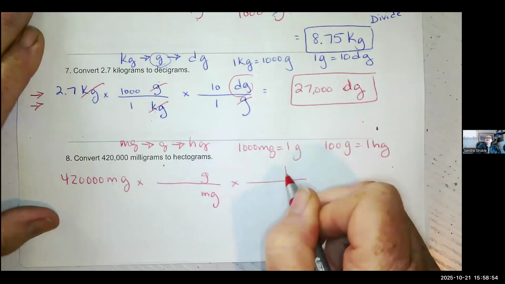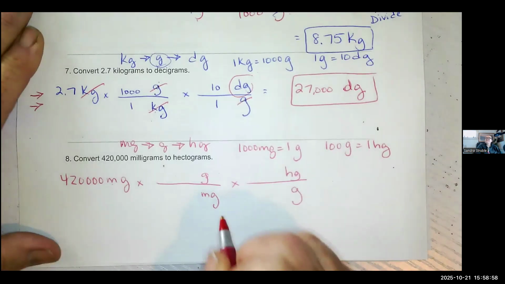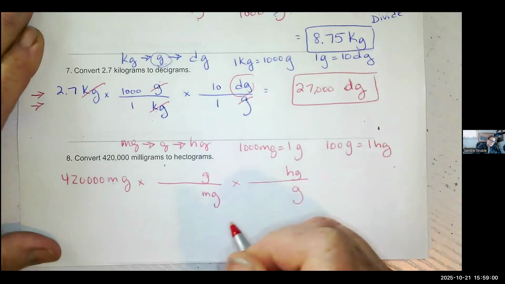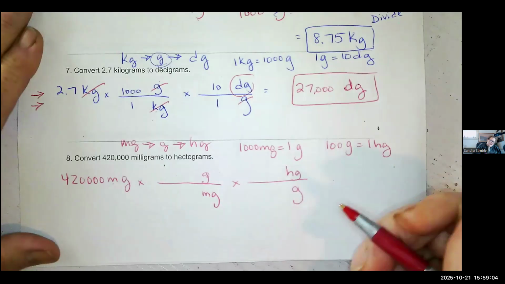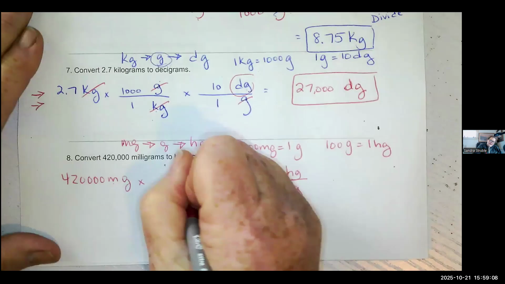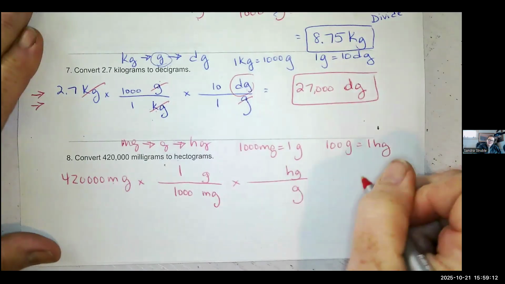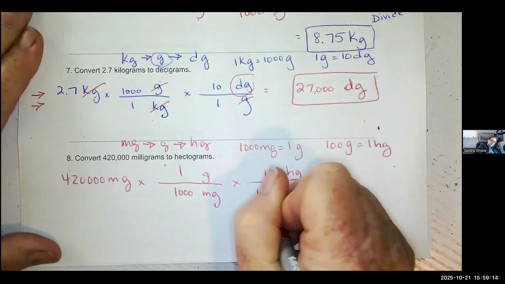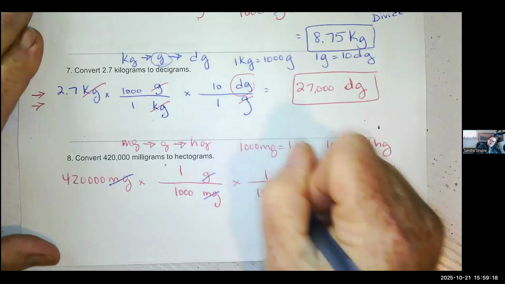Okay. If you already know how to do this without using this process, I'm totally cool with that. I'm just trying to help those who still struggle with it. All right, so grams and milligrams. There is 1 gram for every 1,000 milligrams, and then there is 1 hectogram for every 100 grams. Multiplying straight across, milligrams are gone, grams are gone. I'm left with hectograms. We are going to have to divide here.